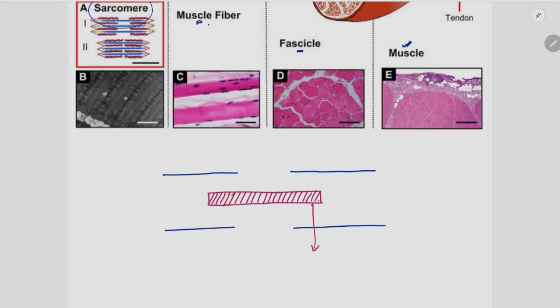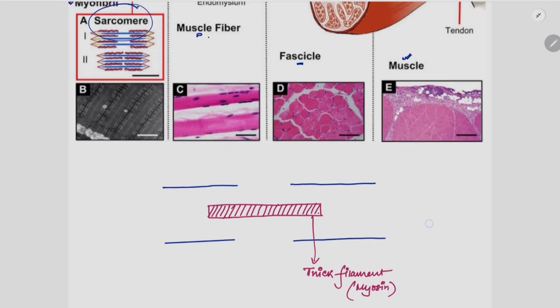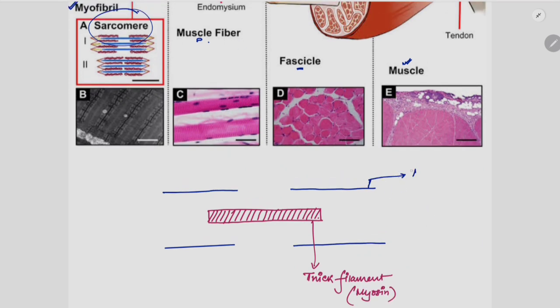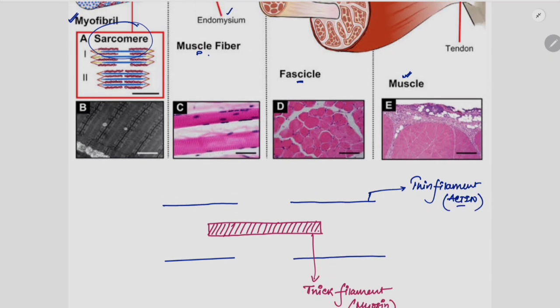So it is the thick filament of the myosin, and this is the thin filament, that is actin. So we are discussing the structures of the sarcomere.